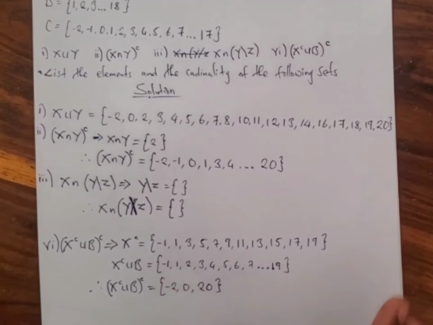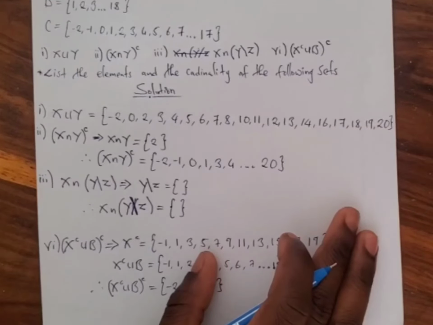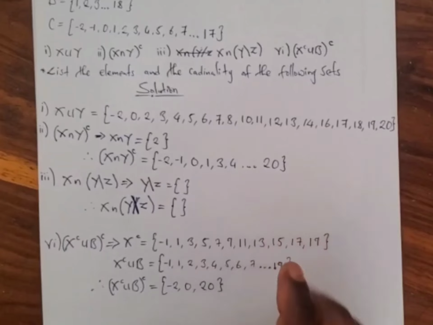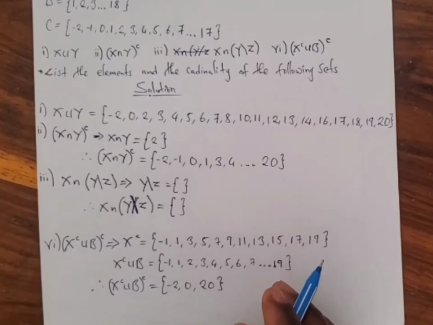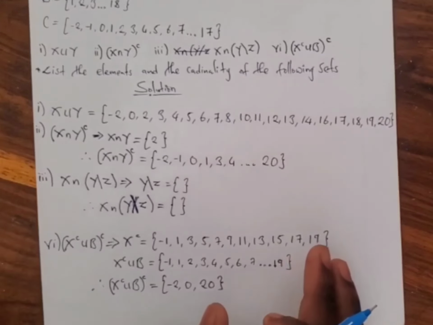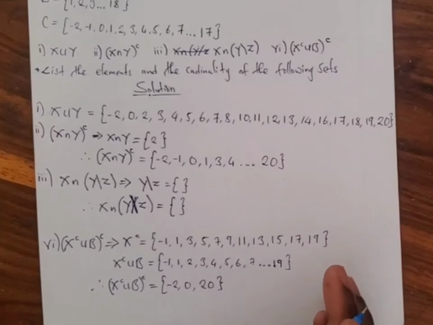Okay, so our question is not yet done. Remember, it said list the elements and the cardinality of the following sets. So we've just listed the elements of the sets. We are yet to answer the cardinality. So what do they mean by cardinality? What we mean by cardinality is just the number of elements in that specific set.